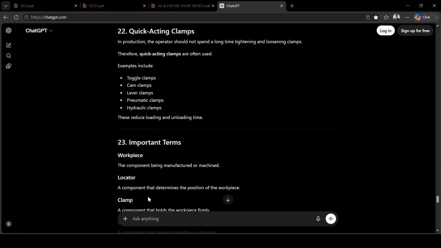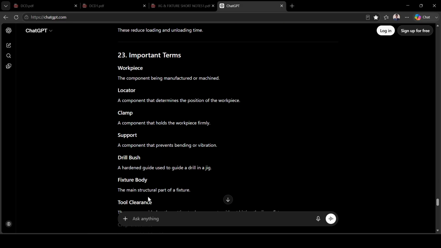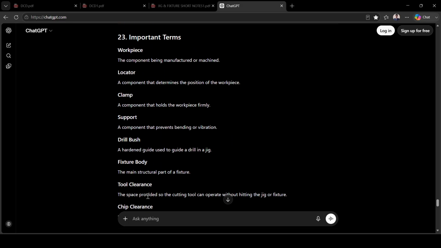Then quick action clamping. In production, the operator should not spend a long time tightening and loosening the clamp. Therefore, quick acting clamps are often used. Examples: toggle clamp, cam clamp, lever clamp, pneumatic clamp, hydraulic clamp. This reduces loading and unloading time.